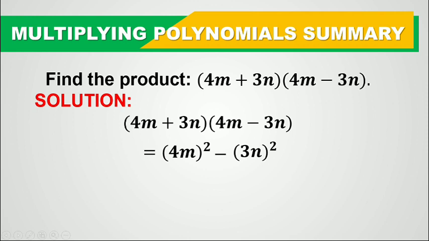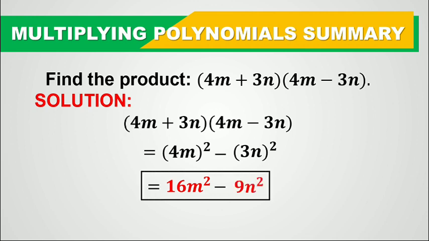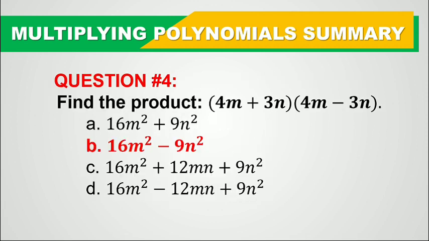So the square of 4m, that's 16m squared, and then minus the square of 3n is 9n squared. And this is the answer for question number 4. So the correct answer is 16m squared minus 9n squared, letter B.